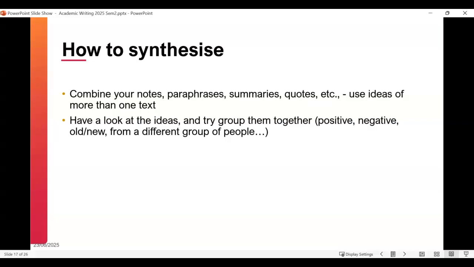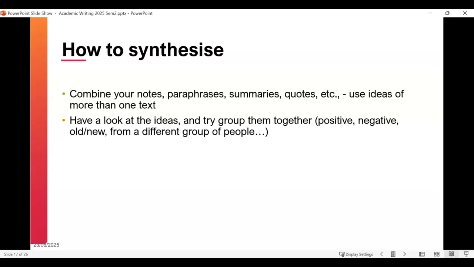So depending on your assessment, that can look quite different. So you can do positive or negative. That's a very standard one. Your assessment question is, are dogs better than cats as pets? And then you have positives and negatives for the cats and for the dogs, and you group it like that. You could have old and new. So you could say, well, these are historical ideas, but in the modern world, this is what we think. So you have two groups there.